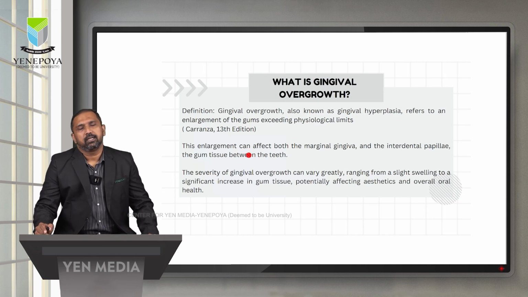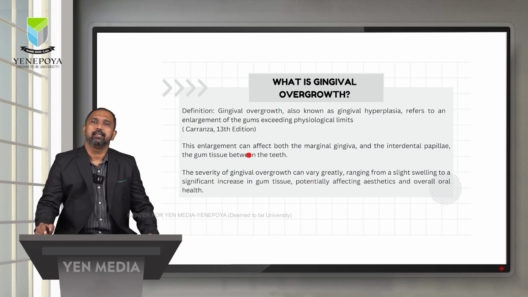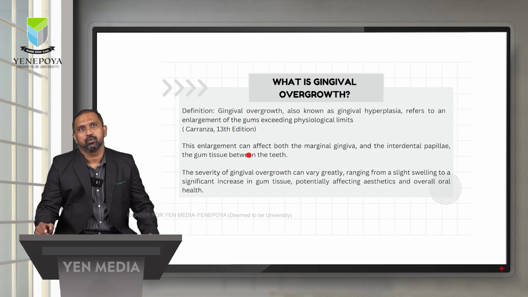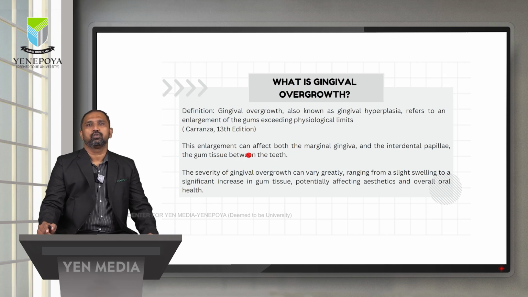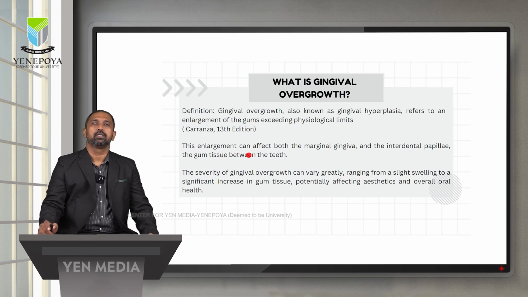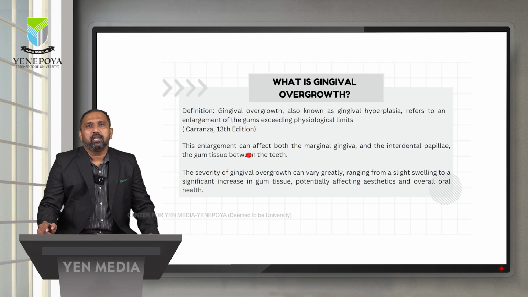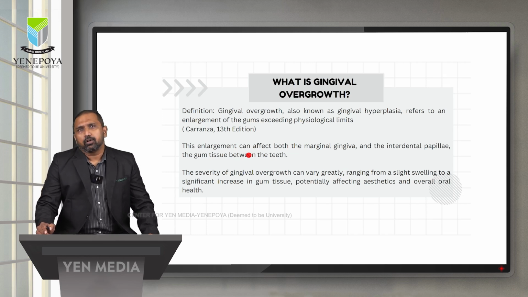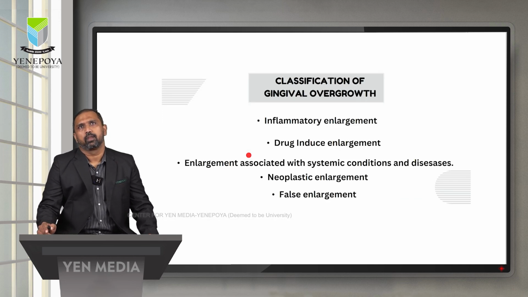Now, what exactly is the definition of gingival enlargement? Gingival enlargement is defined as a gingival hyperplasia, which refers to an enlargement of the gums exceeding the normal limits of the gingival tissues. An enlargement can be in the marginal gingiva, that is the portion of the gingiva near the gum line, where the tooth and the pink part of the tissue meet, or it can be in between the teeth, which is called the interdental papilla. And also it can be from any other part of the gingival tissues.